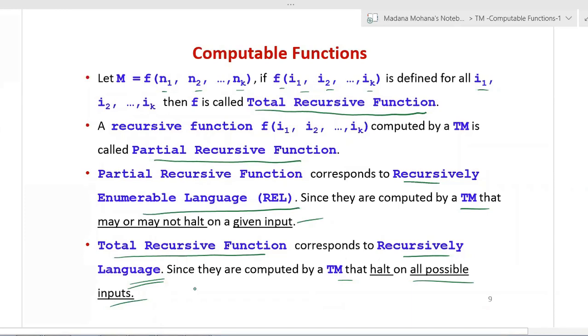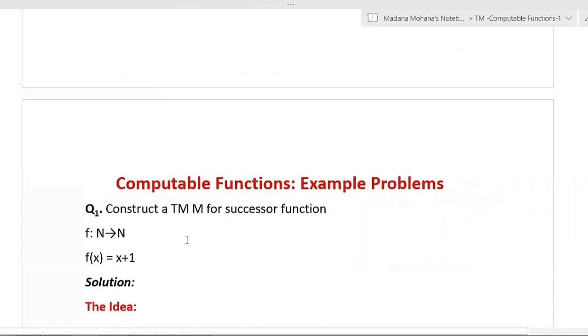So again here, the concepts of recursive and recursively enumerable languages are linked with computable functions. A function which is computed by a Turing machine is called a partial recursive function. Then that partial recursive function corresponds to recursively enumerable language. Then the total recursive function corresponds to recursive language. That is the relationship between recursively enumerable language, total recursive function and partial recursive function.